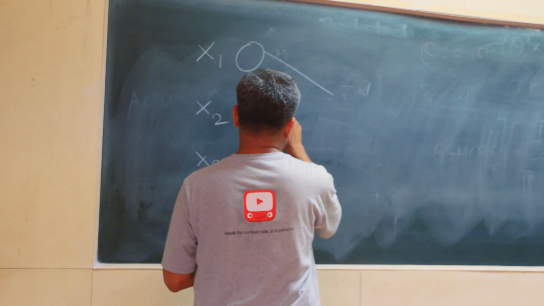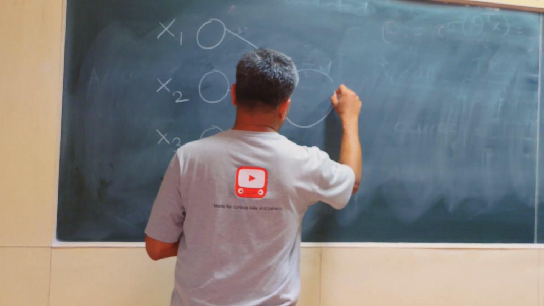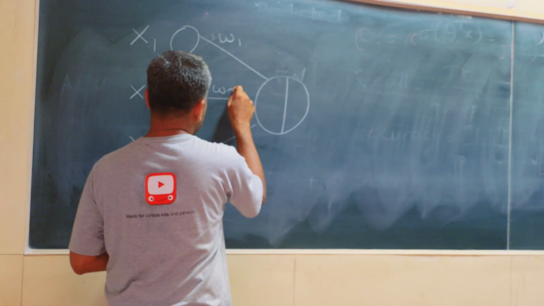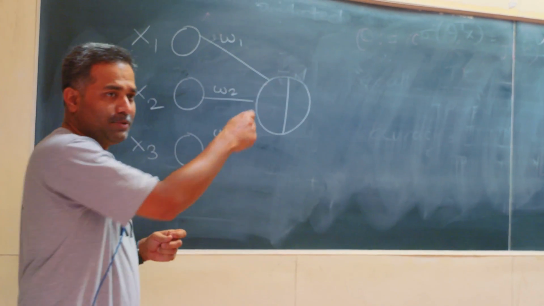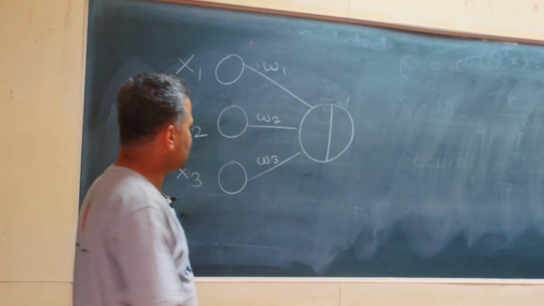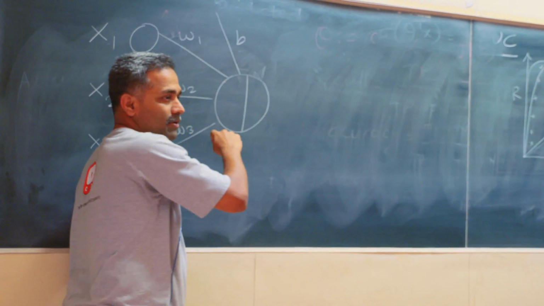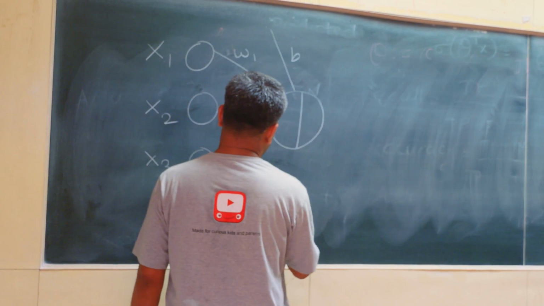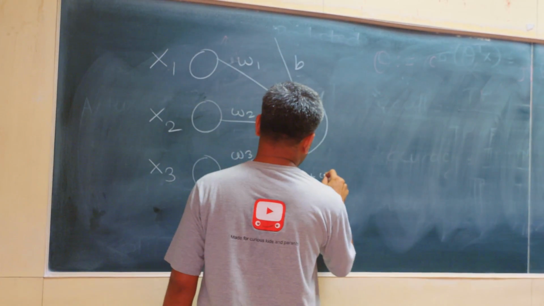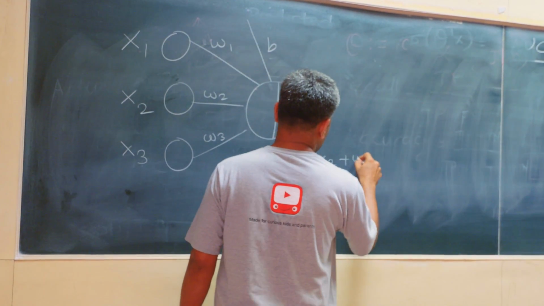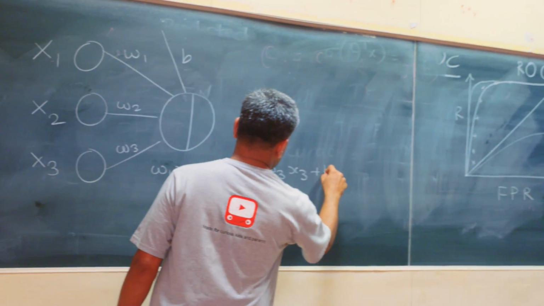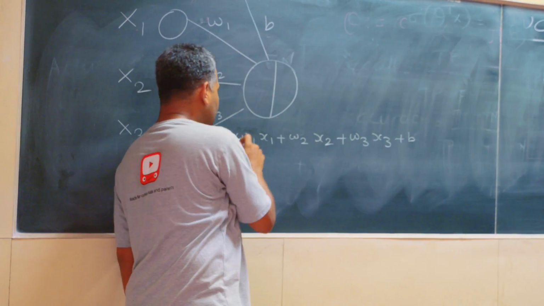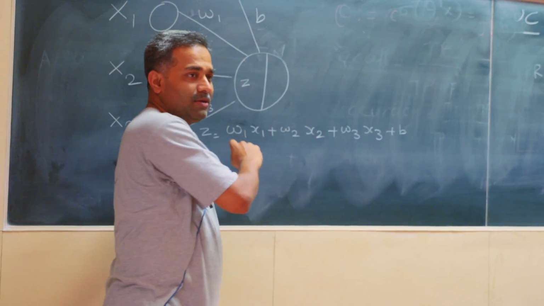I'll have a basic neural network here. So what happens? I have weights on each of the connections, plus I also have a bias that I add. The basic computation that we do is I take W1 x1 plus W2 x2 plus W3 x3 plus B, essentially a linear combination. Let's call it Z.